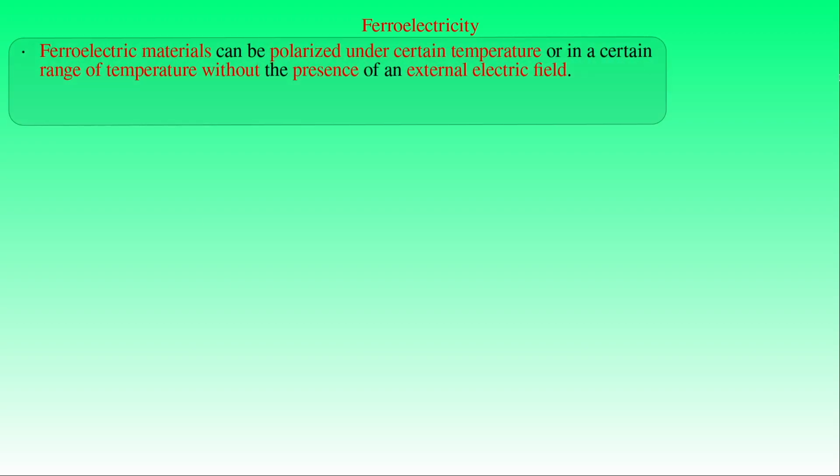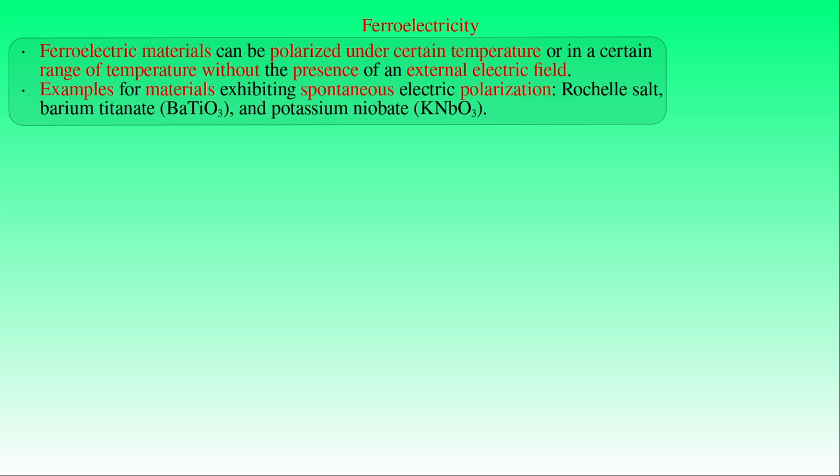Now we discuss a physical property of a class of insulating materials called ferroelectricity. Materials that can be polarized under certain temperature or in a certain range of temperature without the presence of an external electric field are known as ferroelectric materials. Such materials exhibiting spontaneous electric polarization include Rochelle salt or potassium sodium tartrate, barium titanate, and potassium niobate.